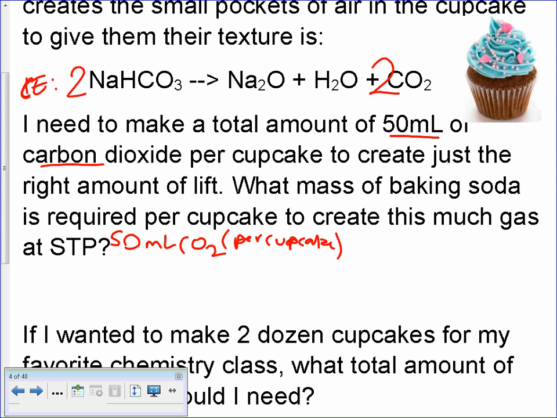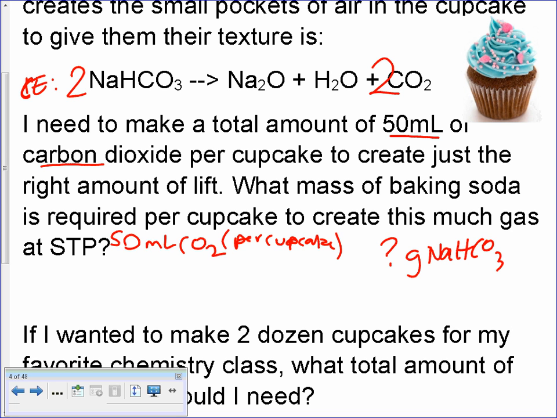Okay, so what mass? Question mark. What's the unit for mass? Grams of what? Baking soda. NaHCO3 is baking soda. Sodium bicarbonate is baking soda. Okay, so it's required per cupcake to create this much gas at STP.